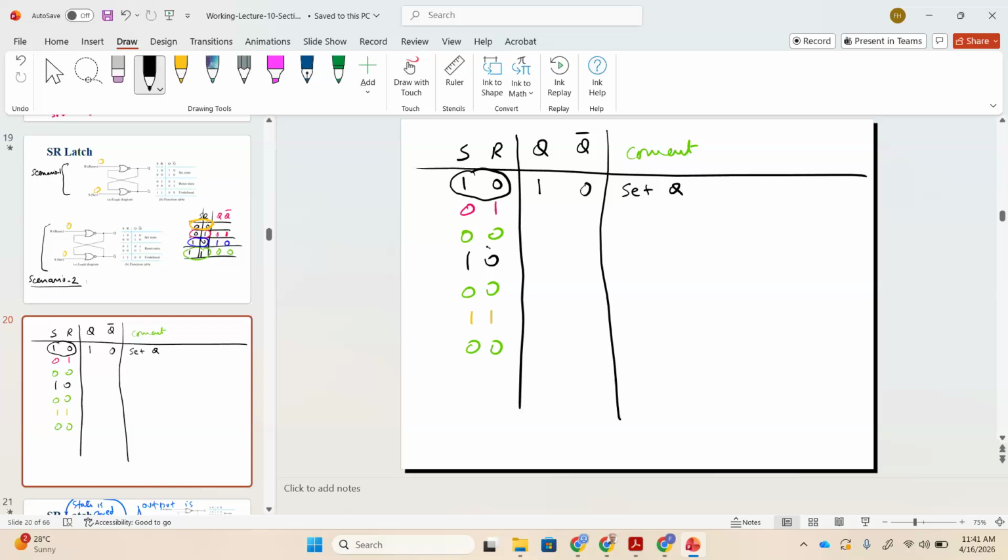And there is again the black color. Black color is very simple. We are again setting Q, so Q will be 1 and Q bar will be 0. Any question? Now look at the red color.